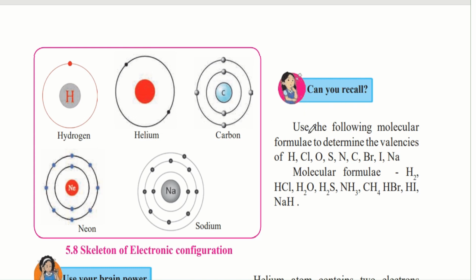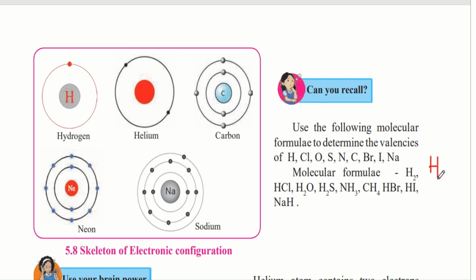Can you recall? Use the following molecular formulae to determine the valencies of hydrogen, chlorine, oxygen, etc. Here they have given us a few molecular formulas and they are asking us to find the valency. Valency is usually determined by the number of electrons in the outermost shell. For example, hydrogen is shown here as H2. That means one hydrogen has a bond with another hydrogen. One hydrogen at a time can only bind with another atom and form only one bond. Therefore, the valency of hydrogen is 1.